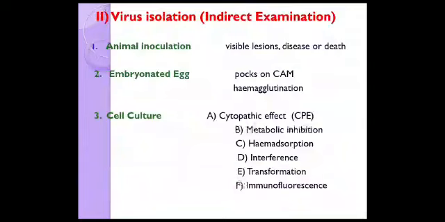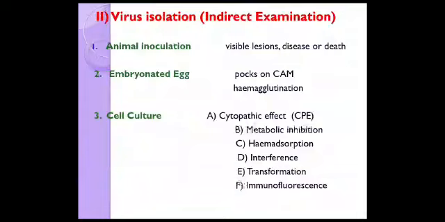Next is the virus isolation. As we all know, viruses are obligate parasites, so therefore they need a living cell for their replication. Unlike bacteria, where you are using an artificial media for cultivation, in viruses you cannot have that, so therefore there are various modalities by which you can isolate the viruses. One is the animal inoculation, use of embryonated egg, and thirdly, which is most commonly used, is the cell cultures.